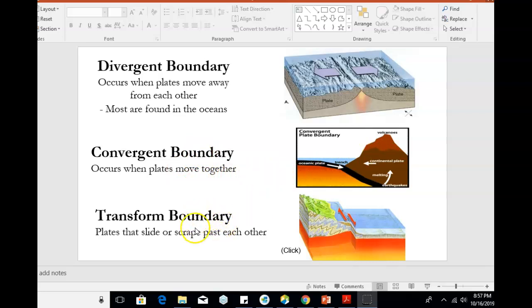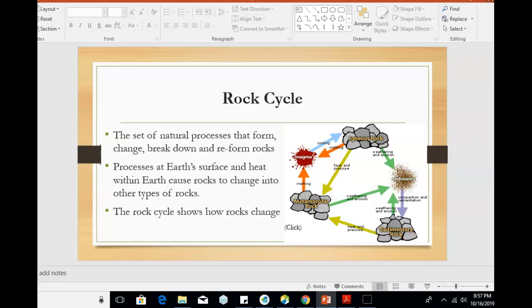And then we looked at transform boundaries and how they can be moved to make earthquakes, which would be your unconformities. So your unconformities, things that can move rock, are because of your boundary movement. If we're talking about rocks, we then look at our rock cycle.